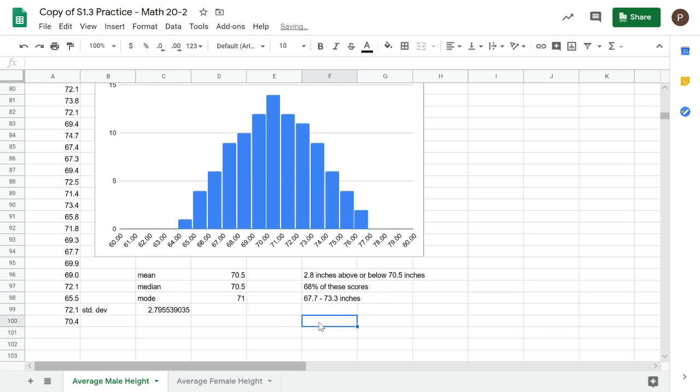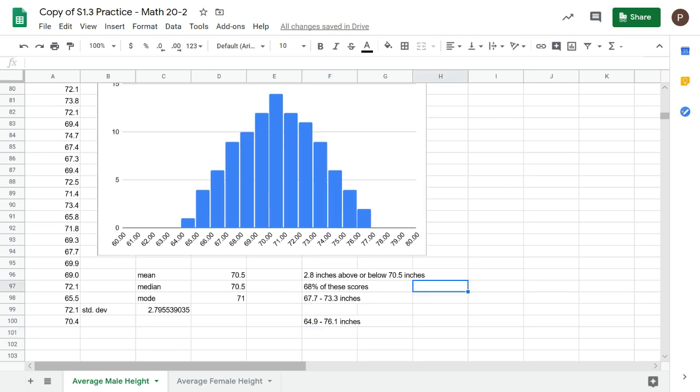If I was to go 2 standard deviations above and below, so I was to go one further, if I did 67.7 and I subtracted another 2.8 inches, we're at 64.9. I take my upper end, 73.3, and I add another standard deviation, 76.1. That means that 95% of these scores, or 95 out of 100 of these scores, range between 64.9 and 76.1 inches.